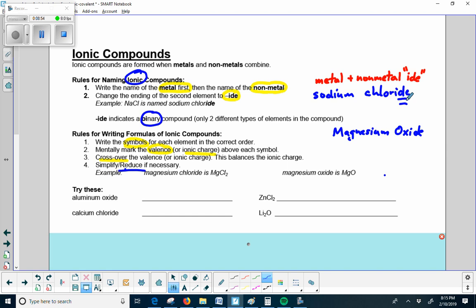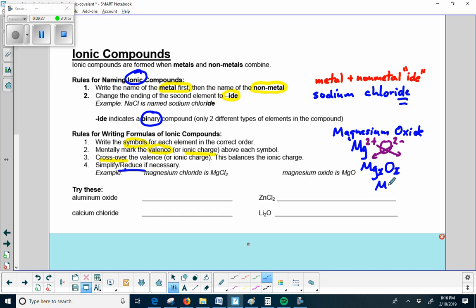Now, if we're going the other way, writing down the formulas, you have to use the valence or the common ion charge. So let's look at magnesium oxide. So for magnesium oxide, you're going to have a charge for magnesium, typically of 2 plus. Oxygen is going to be 2 negative, and we're going to cross over. So our formula here at first glance would appear to be magnesium 2, oxygen 2. But what we always want to do is always reduce with ionic compounds.